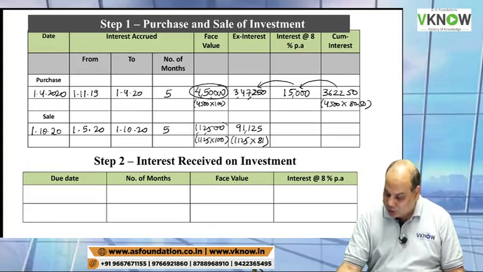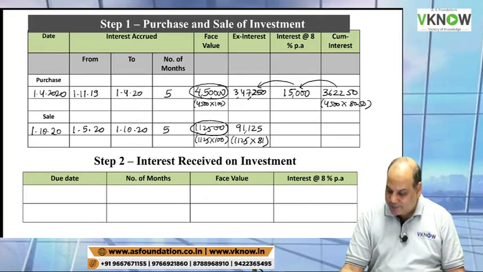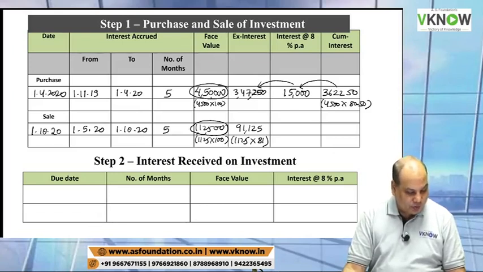Tell me the interest on this amount for 5 months at 8%. Interest on 1,12,500 into 8% into 5 divided by 12.